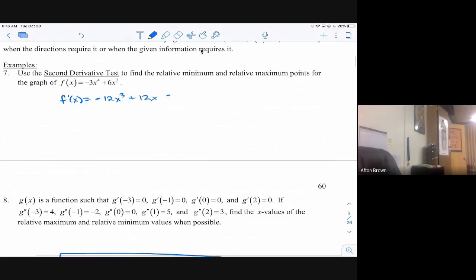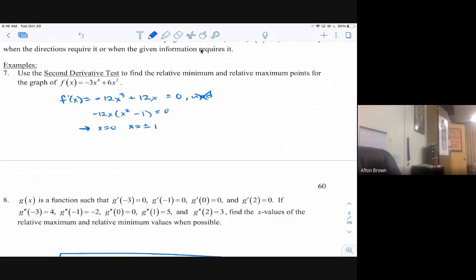Critical numbers occur when the first derivative is 0 or undefined. Is that derivative ever undefined? No, it's a polynomial. I'm going to factor out a negative 12x, leaving me with x squared minus 1. This equals 0 at 0 and plus or minus 1.